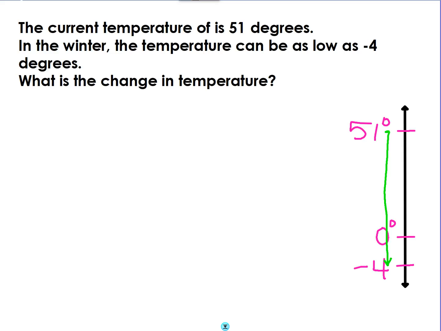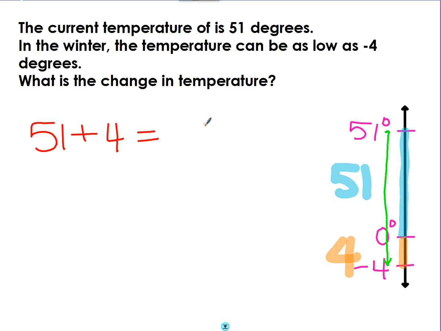And so what I would notice is that this piece, and I'm going to do it in highlighter, this piece is 51 degrees, and then this piece is 4 degrees more. And therefore, my final answer would be that I would take my 51 degrees and add on my 4 degrees to get 55 degrees.